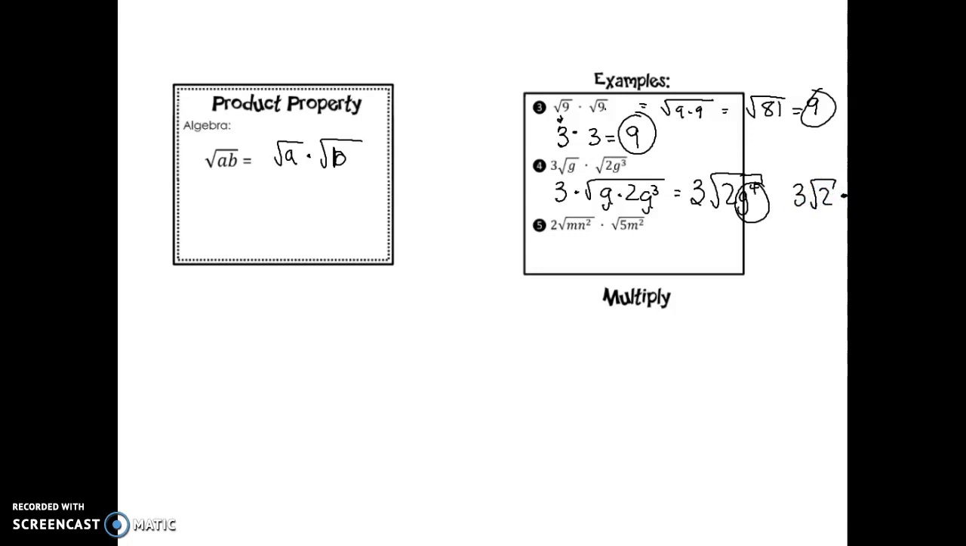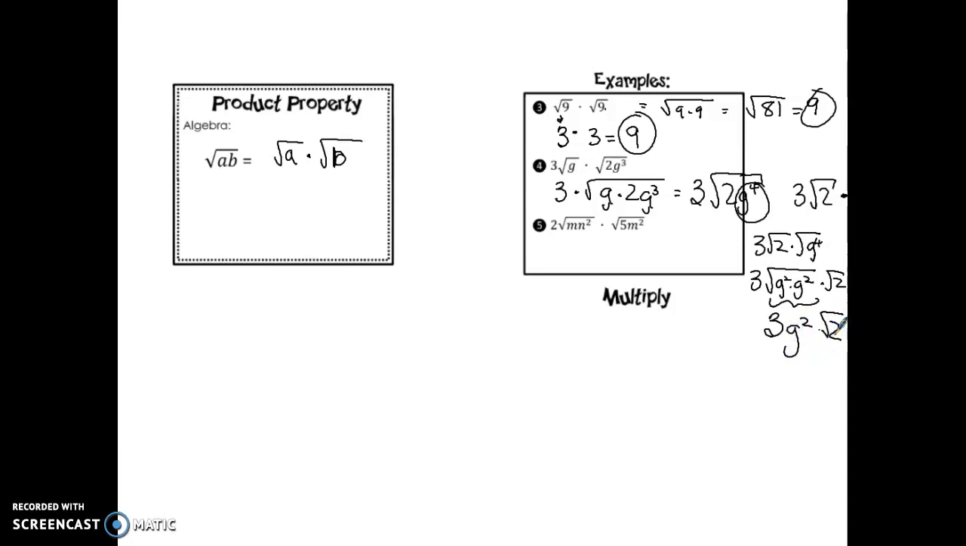Let me rewrite it. 3 times the root of 2 times the square root of g to the 4th. Well, g squared times g squared is g to the 4th. So you could actually write it as g squared times the root of 6. I'm just rearranging, right? This can be simplified when you're looking for perfect squares. You will get g squared times the root of 6.